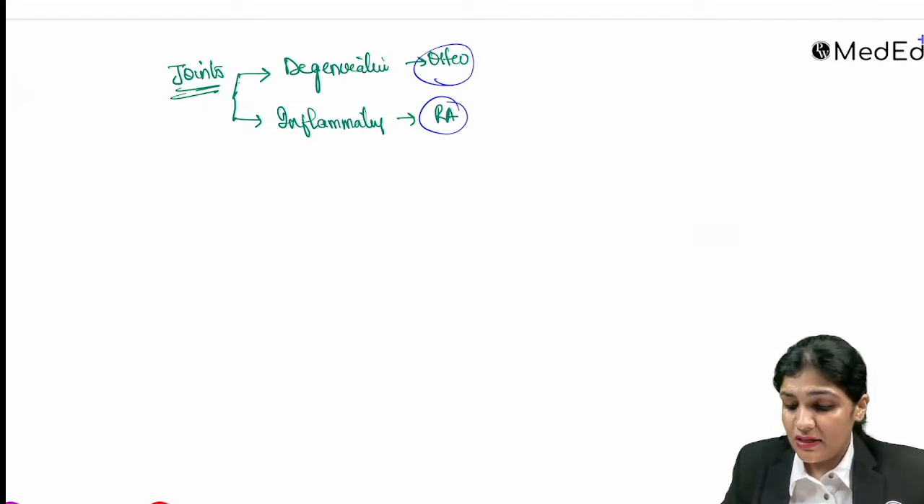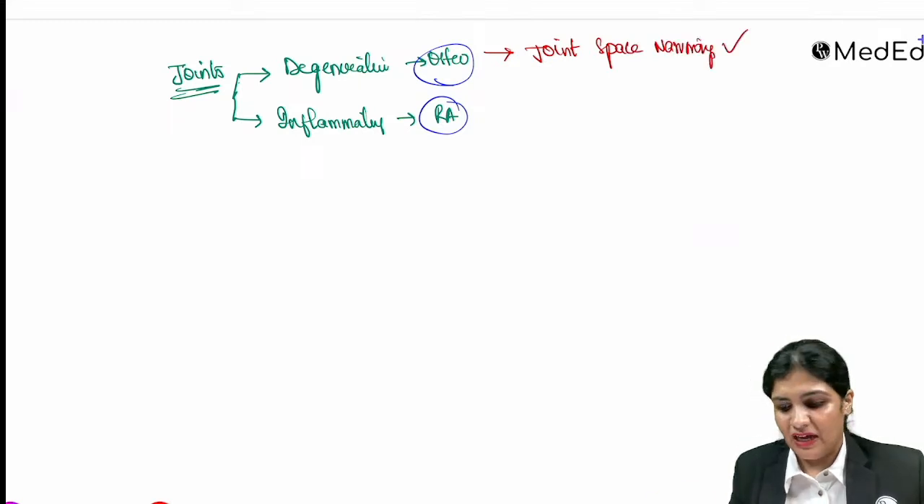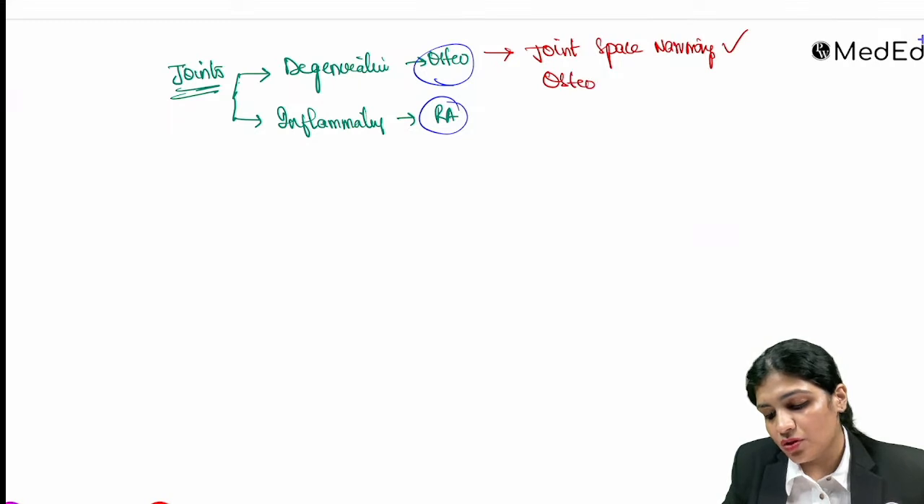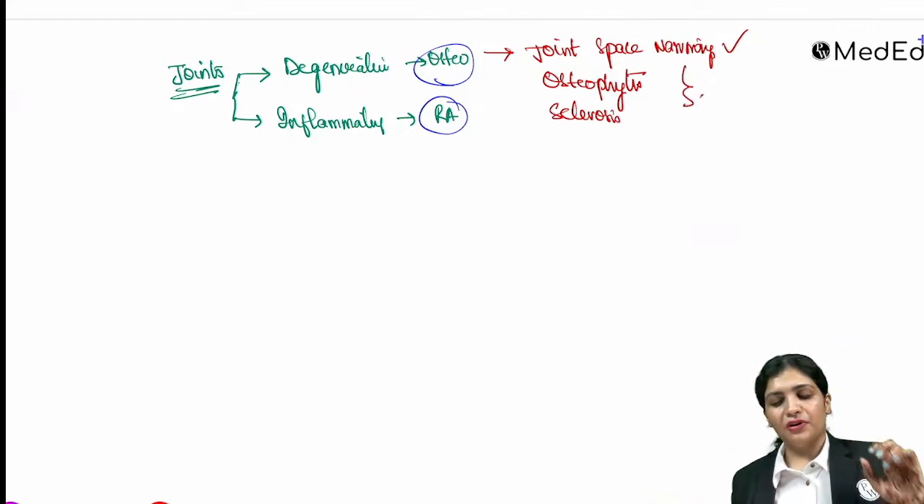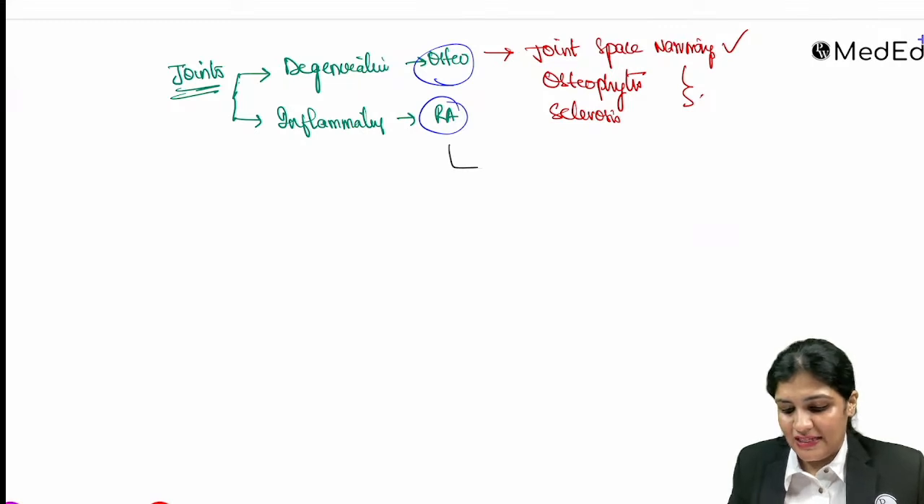In case of osteoarthritis, there are three classical findings. The first classical finding is joint space narrowing. Then you will have your osteophytes, and then there will be sclerosis. So these three are the important signs which you see in the x-ray of an osteoarthritis patient.